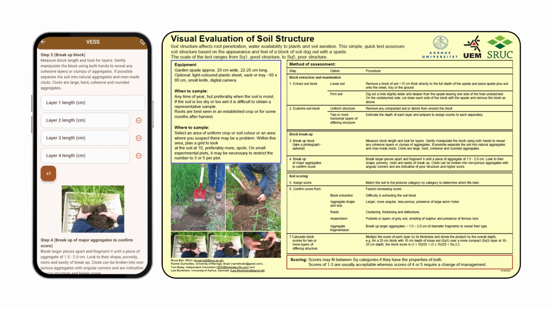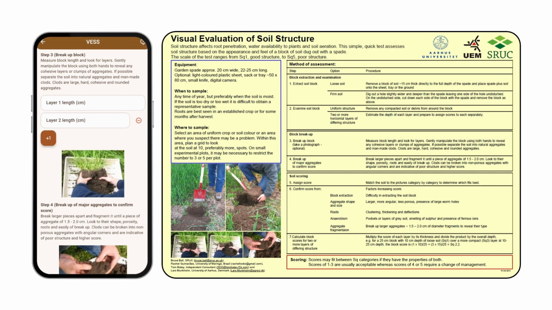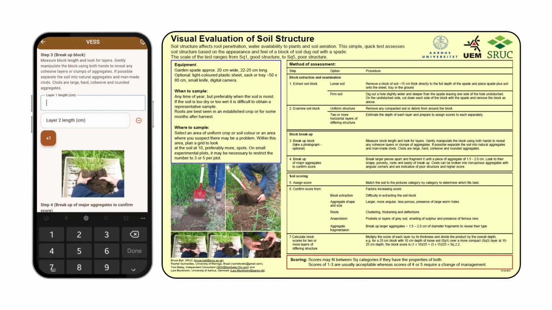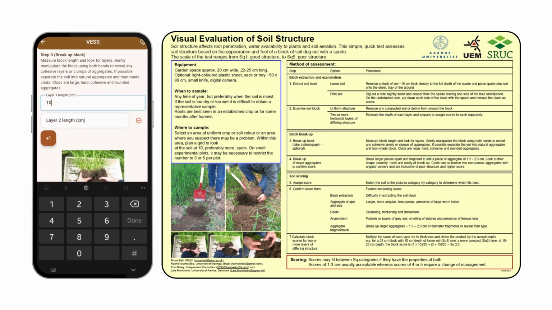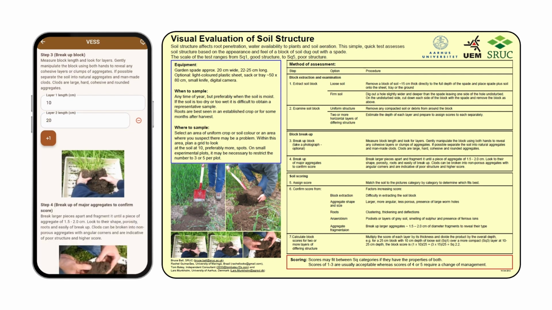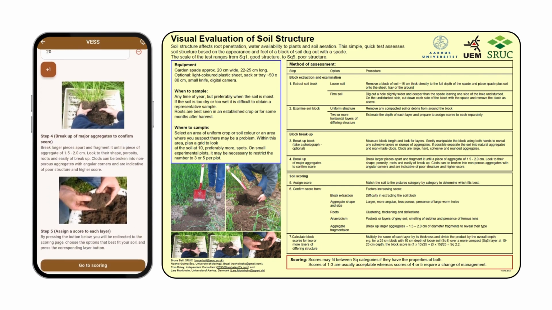You can remove layers by tapping on the red button. Let's say we have a soil block that has 2 layers and we want to describe it. Let's say my first layer is 10 centimeter thickness, and my second layer is 20. So I have a soil block, which is 30 centimeter, 2 layers, the first layer 10 centimeter, the second layer 20 centimeter. Okay. So we go down, and in the bottom we have the scoring page.